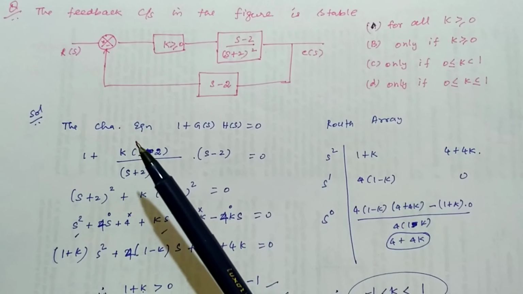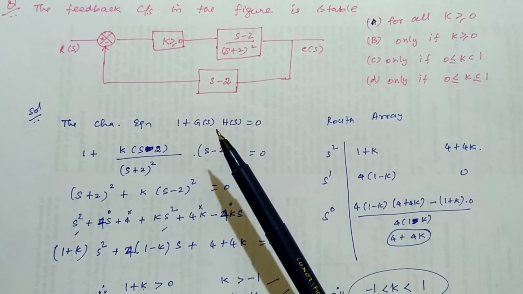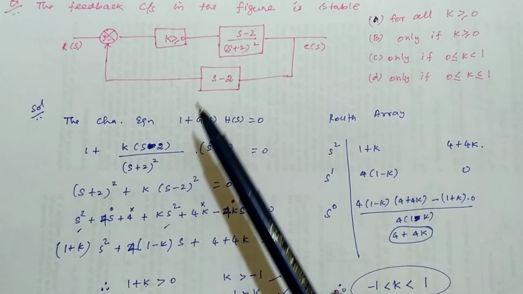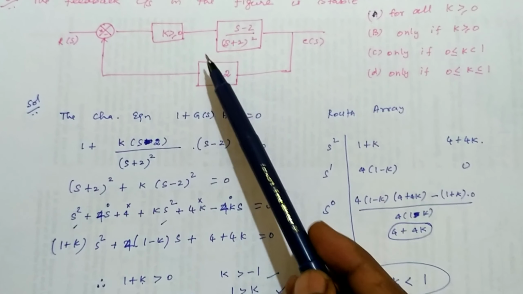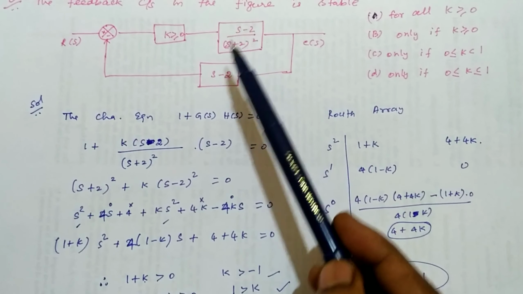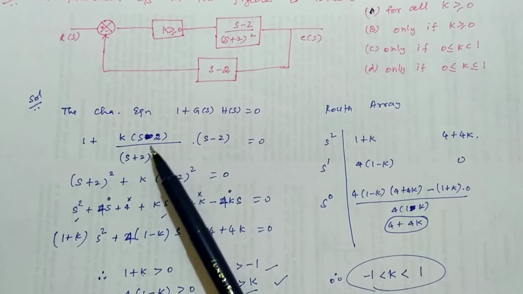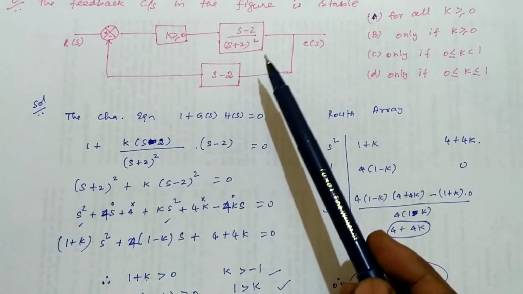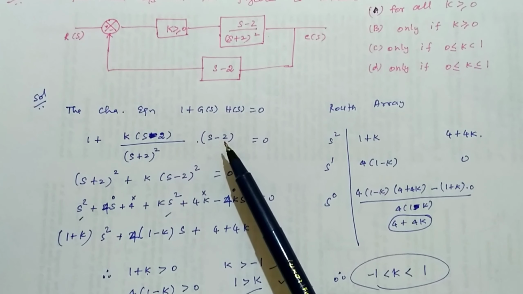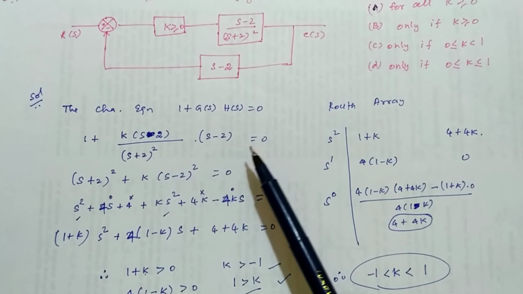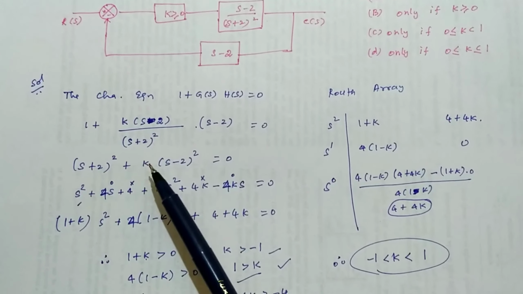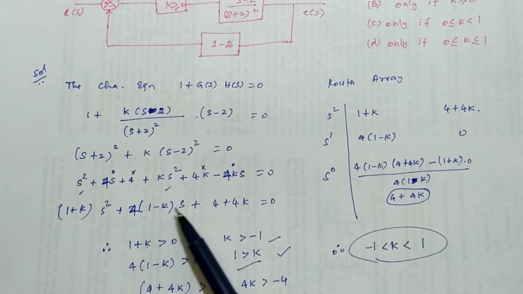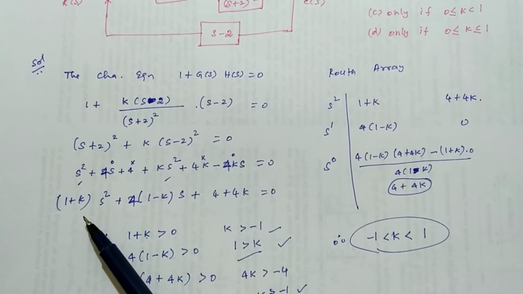First we form the characteristic equation, 1 plus G(s)H(s) is equal to 0. These two blocks are in cascade, so combined together G(s) is k times (s minus 2) divided by (s plus 2) whole square, and H(s) is s minus 2, equal to 0. When we simplify by taking the LCM and expanding, we get the characteristic equation.